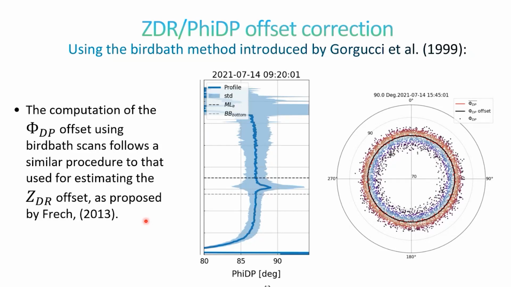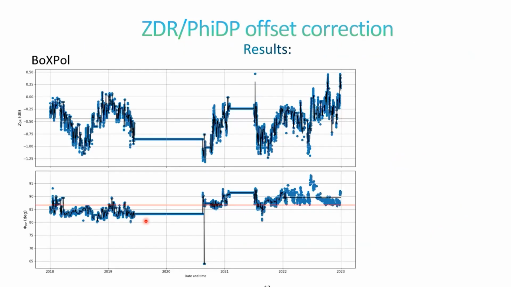It basically is the same method in ZTR. Some people may argue that the offset on FDP is not that important, but I think that you have to find the offset on ZTR, on FDP, sorry. So in this case, we have 5 years of ZTR offset and FDP offset, and yeah, it's the method. It's quite stable, especially on the boxpole radar side.